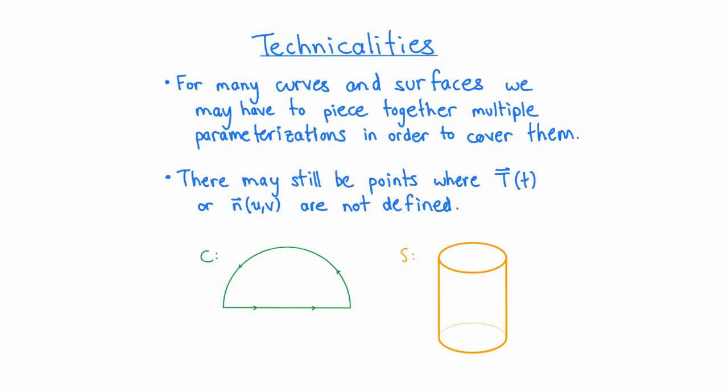Of course, if we have such a piecewise regular curve or surface, there may be points where the unit tangent vector or unit normal vector are not defined. That's not going to cause us too much trouble, as long as we're careful to choose the parametrizations of the different pieces so that they fit together in a way that preserves the orientation.